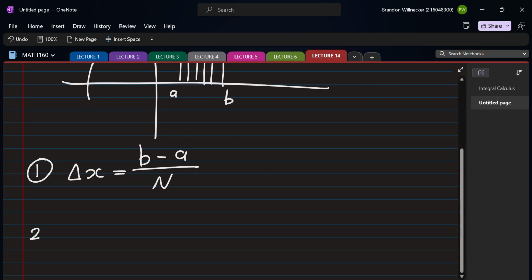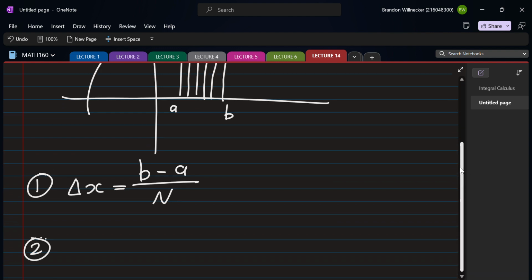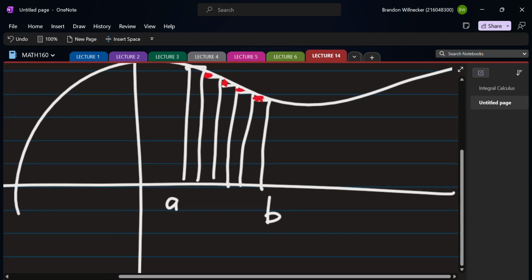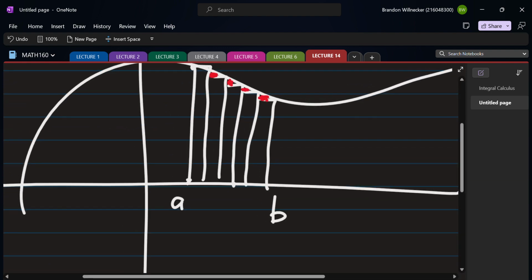The second step is finding the x position of each of these rectangles. At this point here, that's going to be A. Right over here, that's going to be B, the x value. But what about in between? What are those x values going to be? If we zoom in here, we're starting at A, and going to the next rectangle, you can think of it as being a little hop. We hop there, then hop there, then hop there, and we get each of those x positions. So how do we find the x position given how many times we hopped?